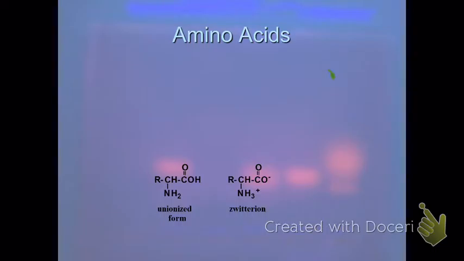Whoops. I can't see that. I don't know if you can or not, but let me change the color. We have the C alpha.